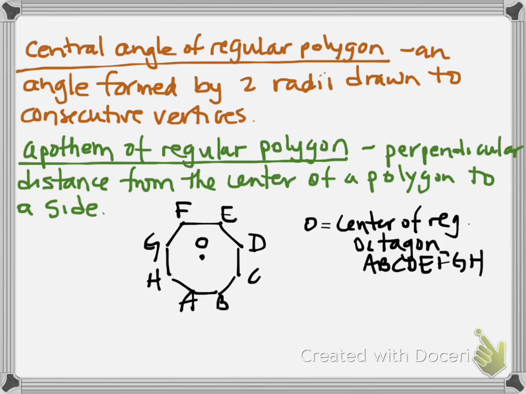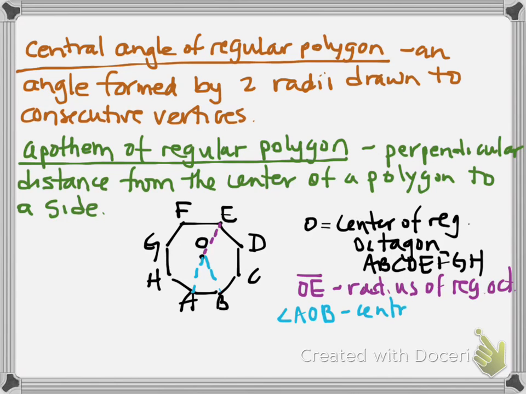Okay, now I'm going to draw some pictures and we'll label things. So this dashed line, segment OE, is the radius of the regular octagon. And angle AOB is a central angle of the regular octagon. Aiden, you need to take notes. Ethan, you're not writing anything.